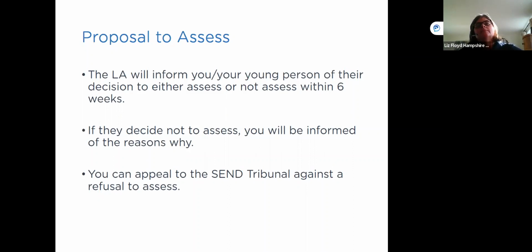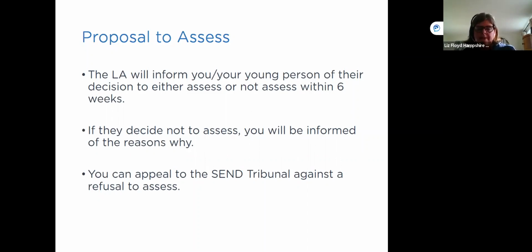With regards to deciding whether or not to assess, if they feel that the school could still do a bit more, or if they feel that there's not enough evidence, they might decide not to assess. And if they do, then you will be given the reasons why. And it's important, and this is why I say it's procedural, at this stage, you can appeal that decision, and that is called appealing refusal to assess. That's a refusal to assess appeal.